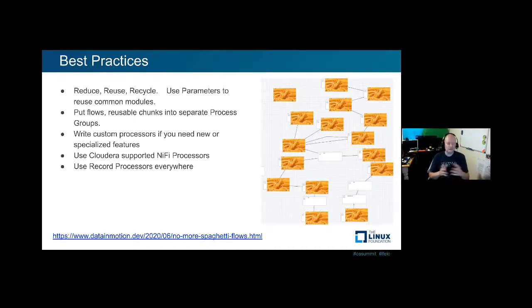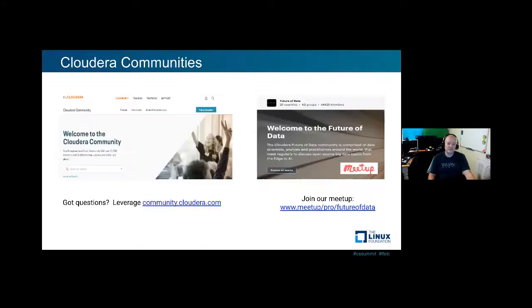Use parameters, make things reusable, put them into chunks as different process groups so other people can use them in your system. If you need a custom processor to do something that's maybe specific to your company, or if you already have Java business logic, let's wrap that in a custom processor so we could deploy it. Use the ones that are supported out there in the industry. Cloudera has written and tested a lot of these in the enterprise. Those are known to be fast, performant, and do what you expect. And if you can use record processors, do that every day. If you know what this data is, it is faster, easier, much better experience.